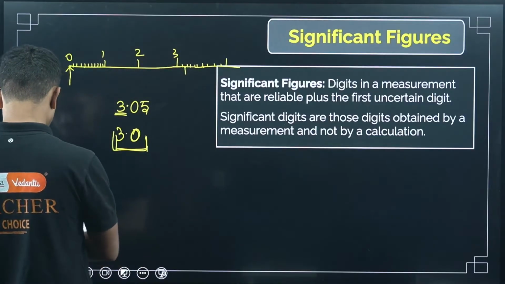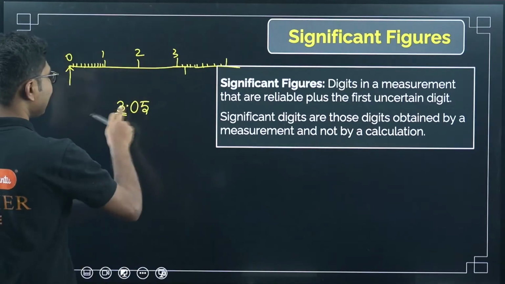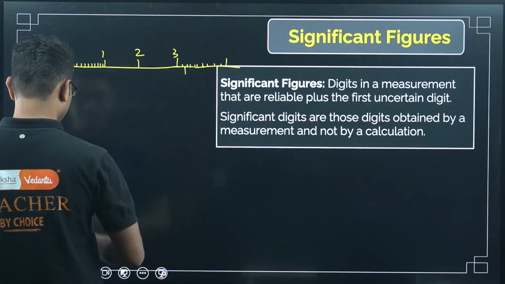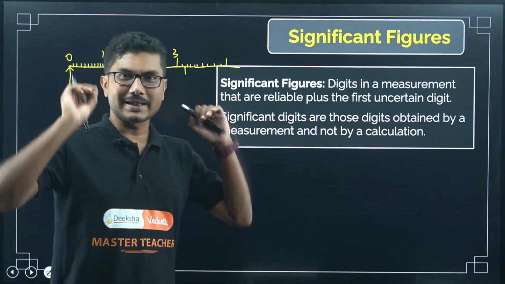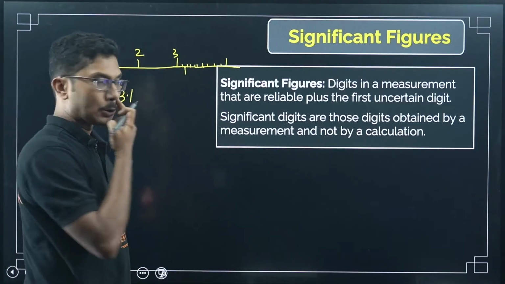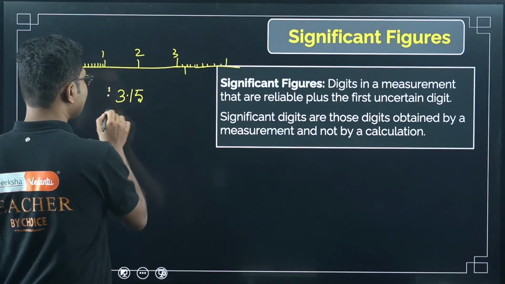What will happen now? The number is 3.1. 3.1 is the actual value. Minimum, this is correct, and it is between 0.1 and 0.2. So we will say 3.15. So now this is our significant digit.